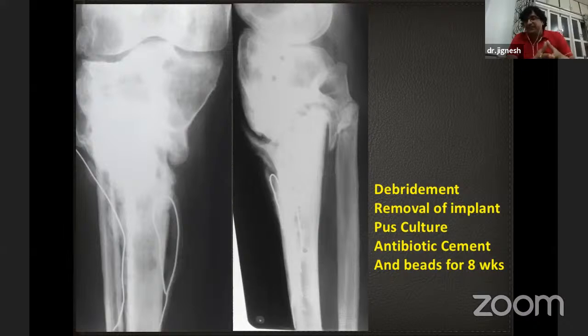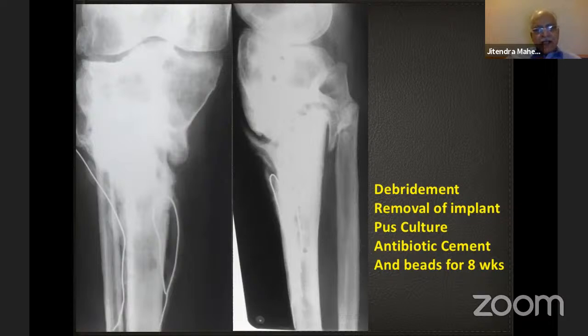So we waited for 8 weeks, totally silent. There was no disturbing sinus now. Totally healed skin.